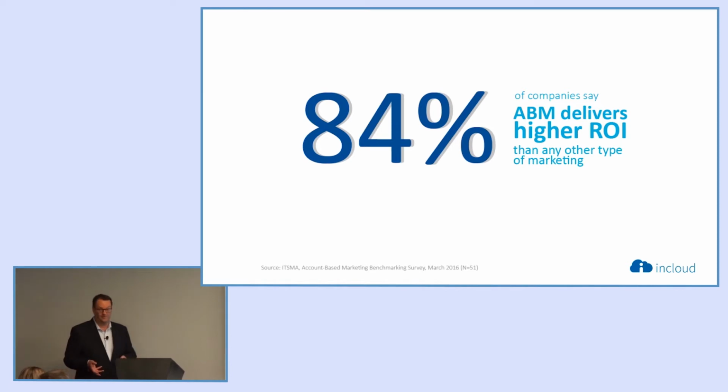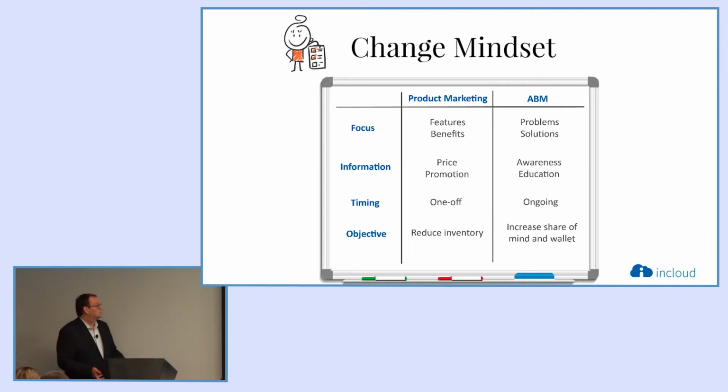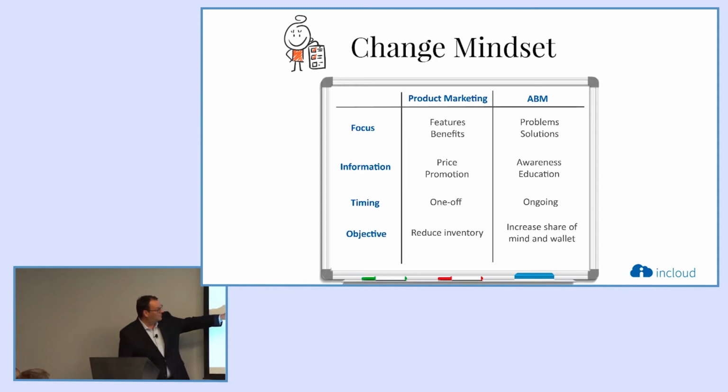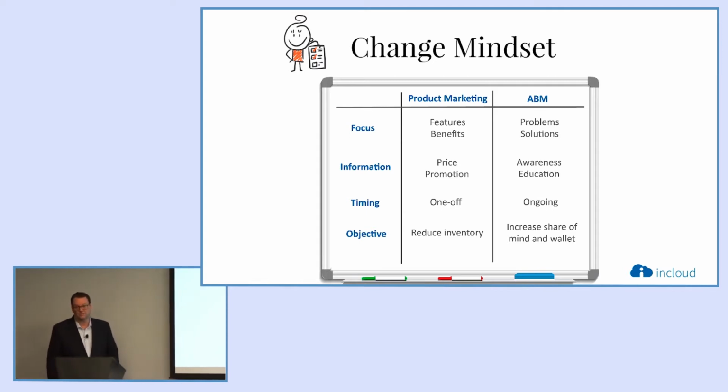So out of the people who have implemented it, 84% of the companies that have implemented an ABM program are delivering on that ROI. They're increasing their ROI. So in the change mindset aspect of it, on the product marketing side, we tend to focus on the features and the benefits. And then in the information side, we focus on the price and the promotion. We do one-off type of timing, and our objective is to reduce our inventory.